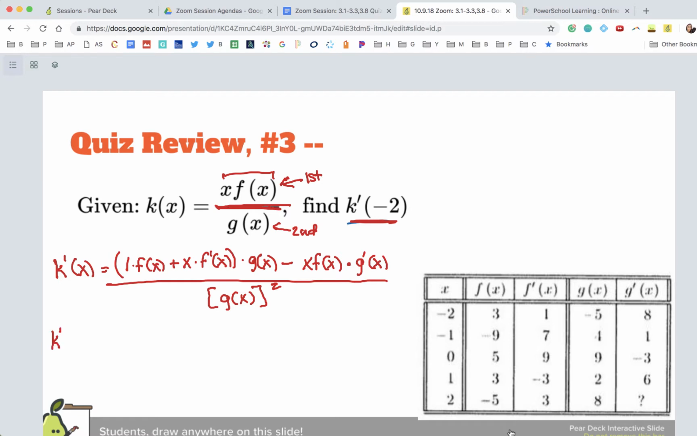You always must find the derivative before you plug in a number. If you plug in a number from the get-go, the derivative of a constant is going to be 0, right? So make sure that you're taking the derivative first.